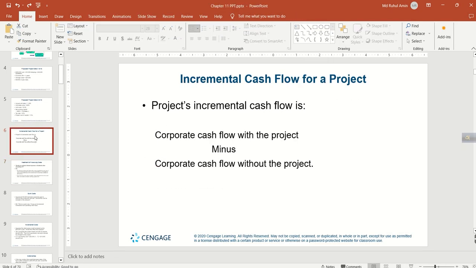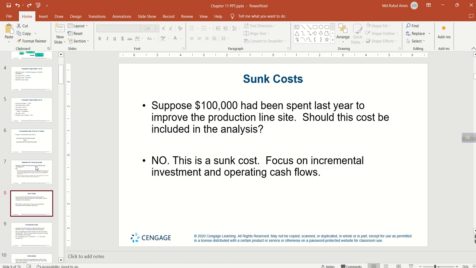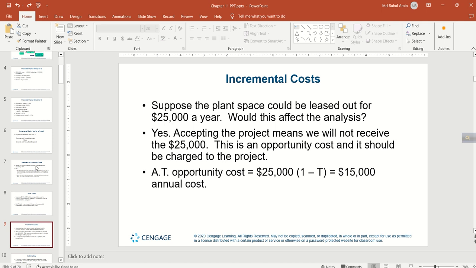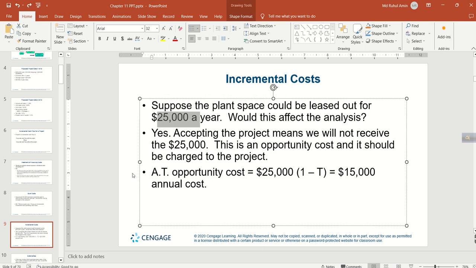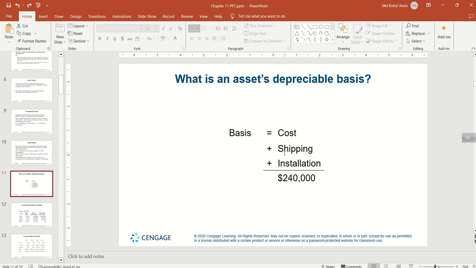Let's go to our PowerPoint. What we have there, one item is incremental cash flow, meaning corporate cash flow with the project minus corporate cash flow without the project, meaning you adjust for the opportunity cost. What else? Sunk cost. Definitely, we should not consider sunk cost because this is already done. No way we can get it back. Opportunity cost, say, suppose the plant space could be leased out for 25,000 a year. Would this affect the cash flow? Of course, this is an opportunity cost. We need to consider it in our cash flow estimation.